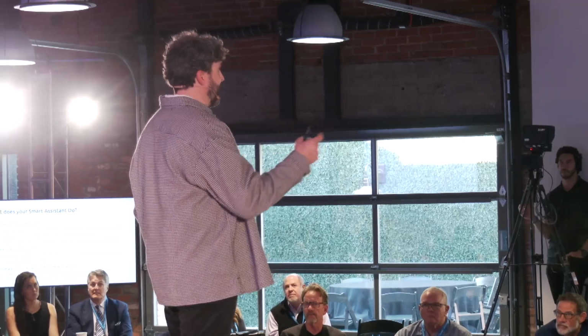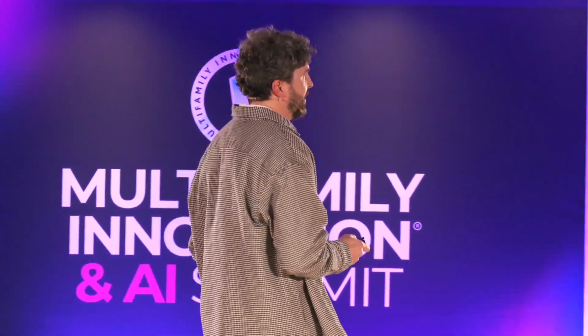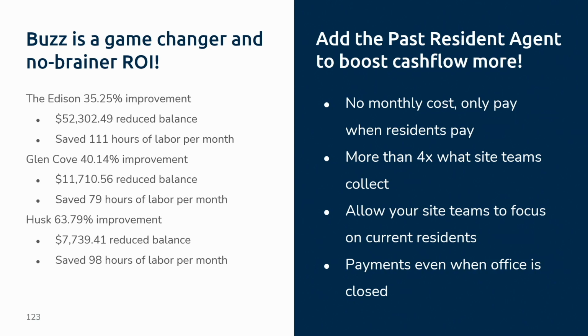So the big thing behind this is because it sounds real and they believe that they're talking to a real person, they engage with the system, which is totally different than what you have in these typical drip campaign systems. So the numbers speak for themselves. We are consistently proving results on properties. On the left-hand side, you can see a couple properties here. Top, Edison is a conventional property, Glen Cove is affordable, and Husk is a student housing complex. So we work with any type of property and help interact with those individuals. The past resident is a new function for us that we've just rolled out. The big thing here is that you only pay when residents pay, and it's performing at about 4 times what teams are performing.